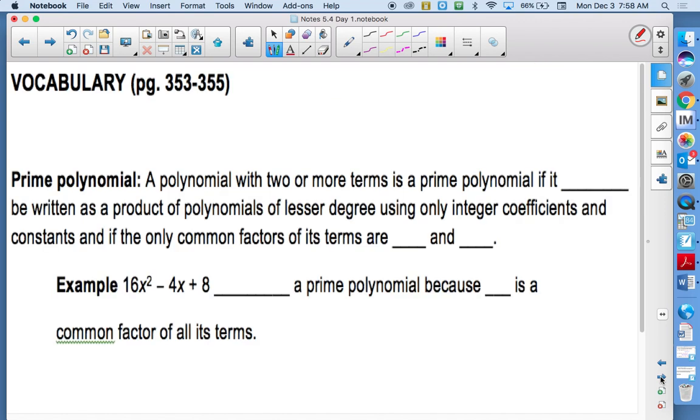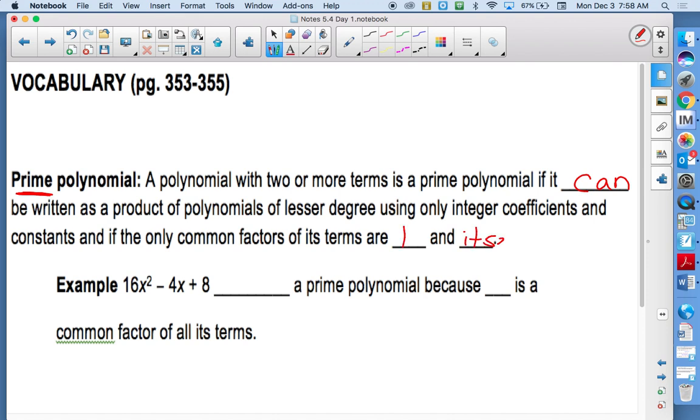So underneath there's a couple of vocab terms. The first one talks about a prime polynomial. So we know prime numbers have 1 and the number itself in common. So the number 7 is prime because it's only divisible by a 1 and a 7. Those are the only two factors that the number 7 has. So a prime polynomial is a polynomial with 2 or more terms. It is prime if it can be written as a product of polynomials of lesser degree using only integer coefficients and constants, and if the only common factors of its terms are the 1 and itself.